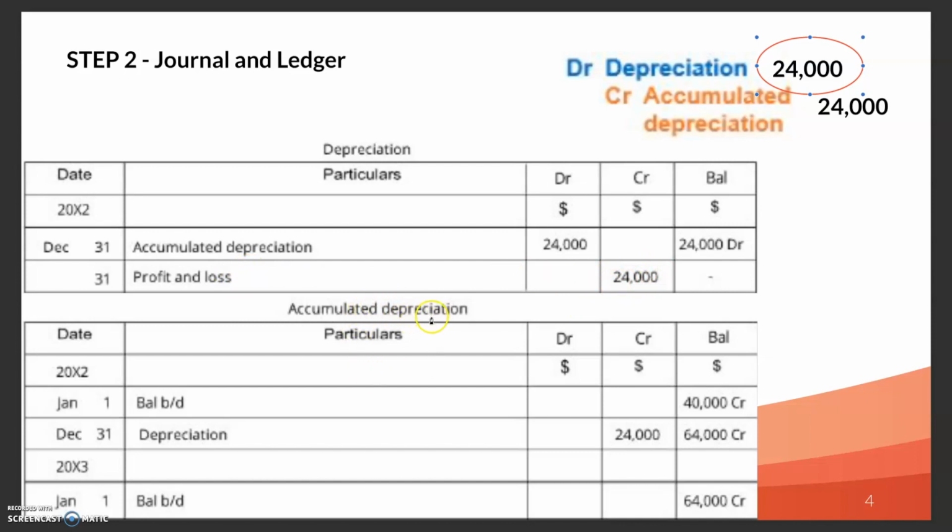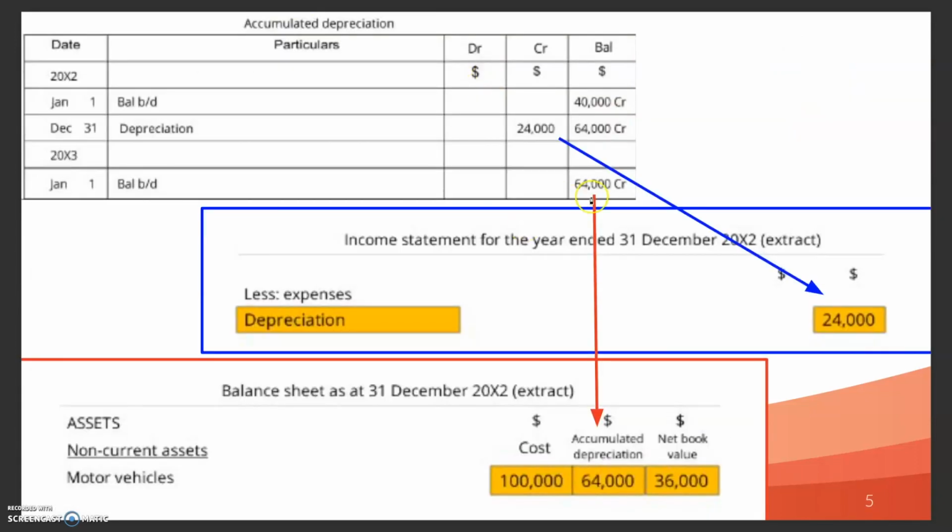Whereas the accumulated depreciation account appears in the balance sheet, and hence we will be balancing it down. And here you can see that the depreciation per year, 24K, will appear in the income statement, whereas the amount in the balance brought down will reflect the accumulated depreciation, or your total depreciation, in your balance sheet.